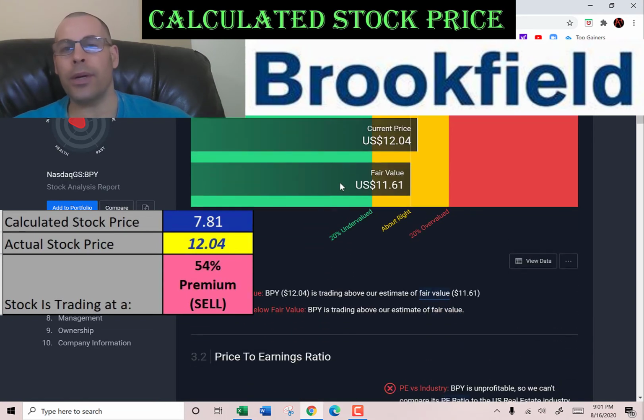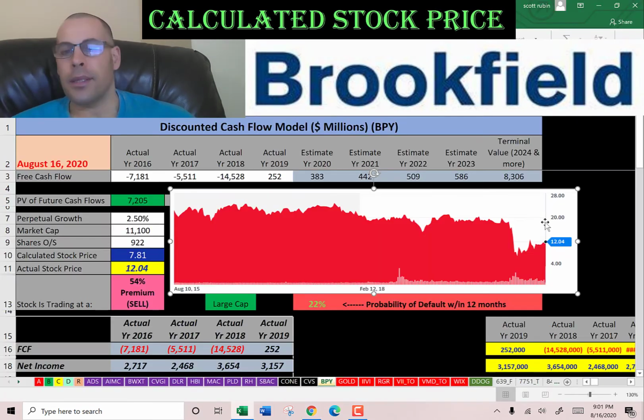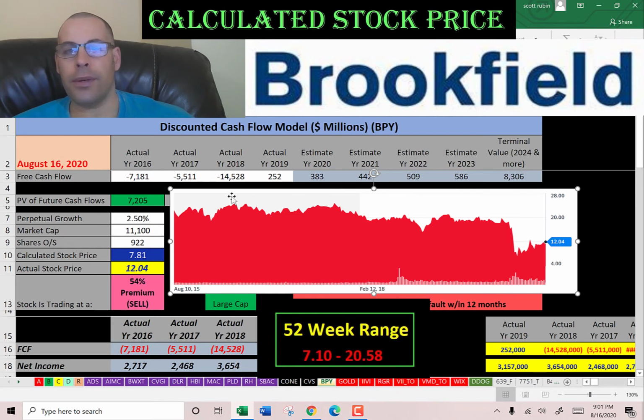But Simply Wall Street has them at intrinsic value. They value the company at $11.61. And the way they value companies is they take the average analyst estimate. So the stock has been trading much higher for several years, but when coronavirus hit, it really dropped and it hasn't come up too much either.